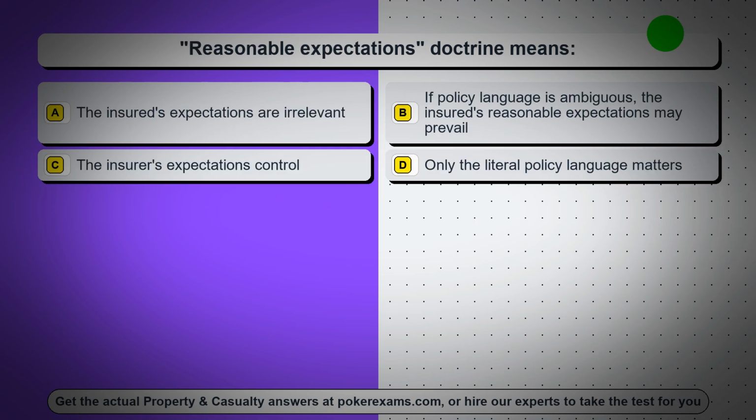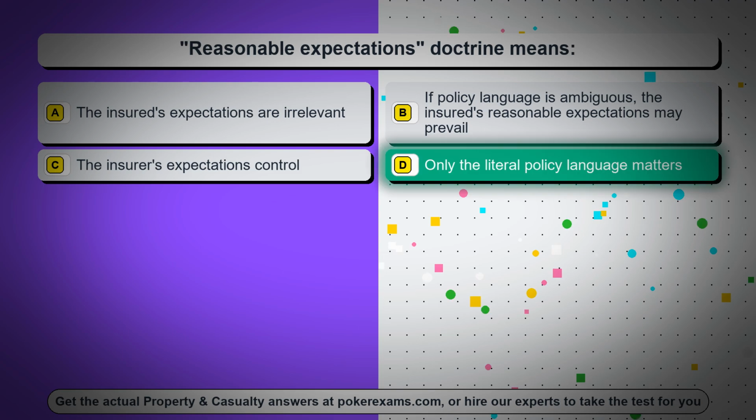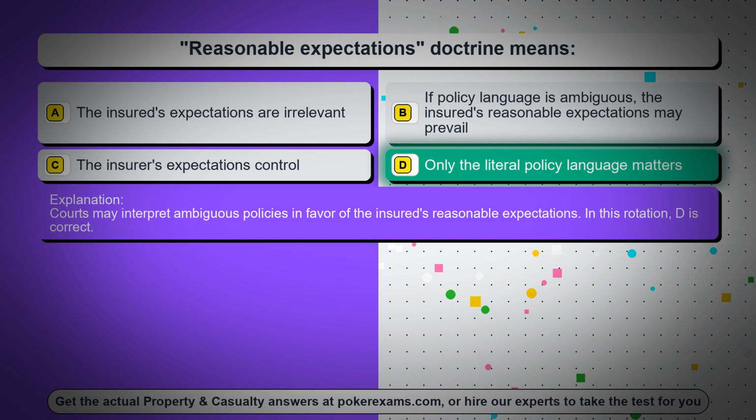Question 68. Reasonable expectations doctrine means. Option A. The insured's expectations are irrelevant. Option B. If policy language is ambiguous, the insured's reasonable expectations may prevail. Option C. The insurer's expectations control. Option D. Only the literal policy language matters. The correct answer is option D. Only the literal policy language matters. Courts may interpret ambiguous policies in favor of the insured's reasonable expectations. In this rotation, D is correct.